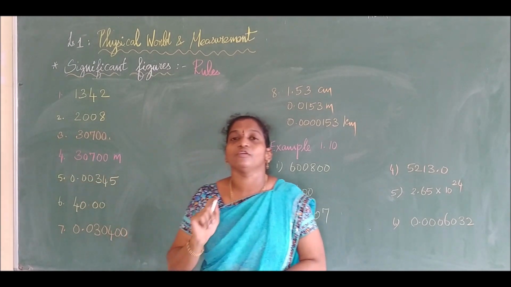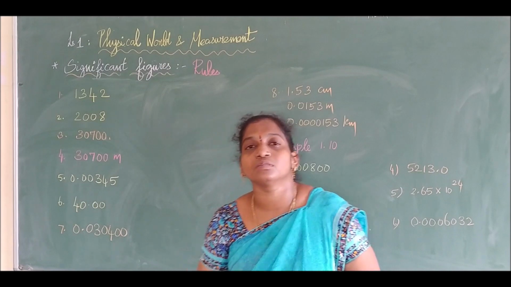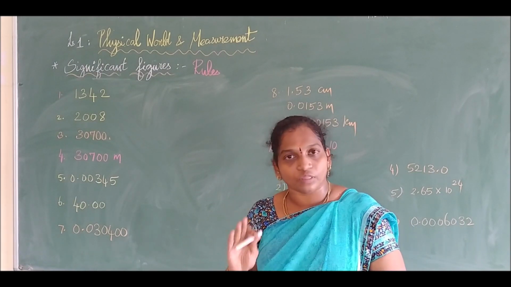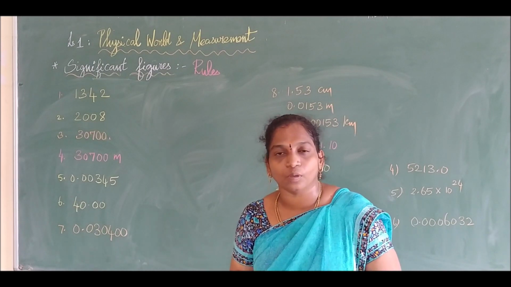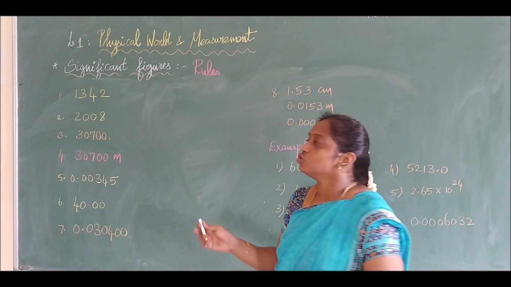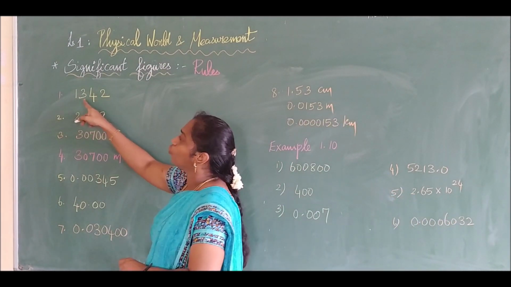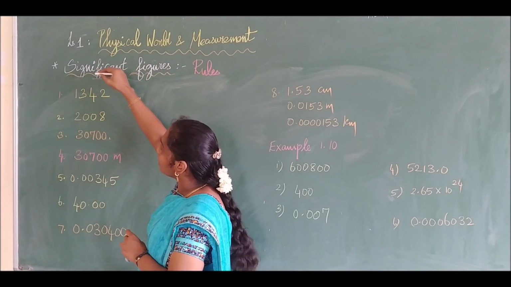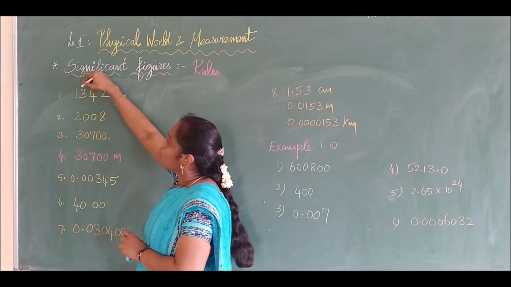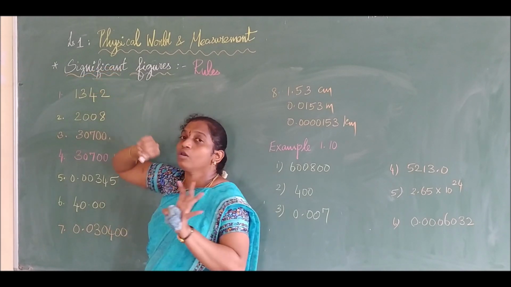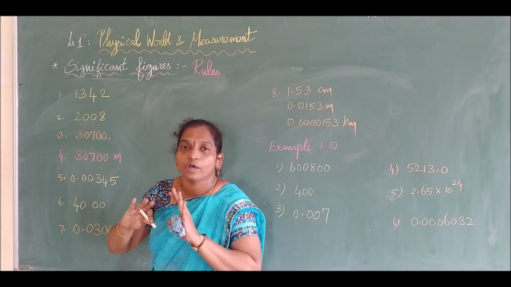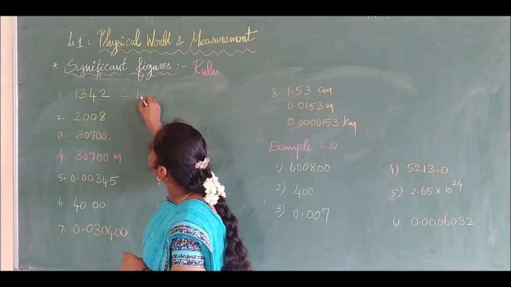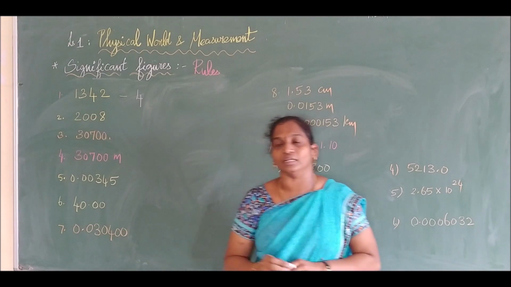It is 1342. All the digits are non-zero numbers. What do I mean by non-zero? Without zero, all the numbers are said to be non-zero numbers. So 1, 3, 4, 2 are non-zeros. Therefore I can count all the values. 1, 3, 4, 2, all are reasonable, all are meaningful. Therefore, this number has 4 significant figures.